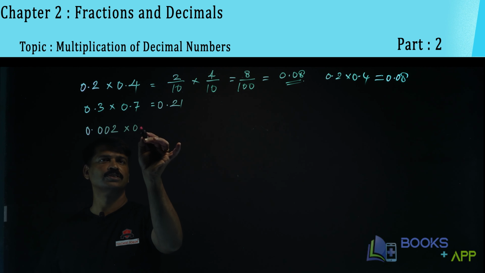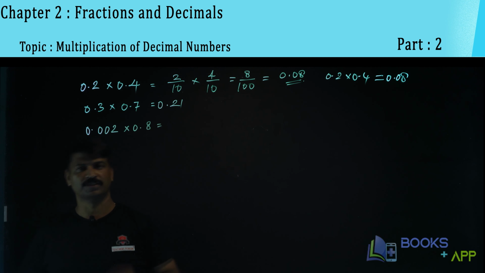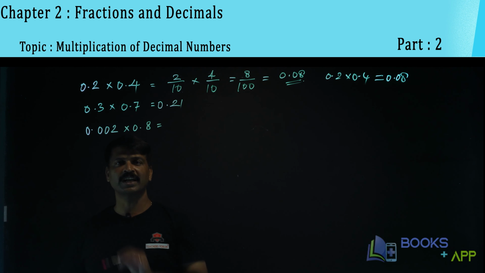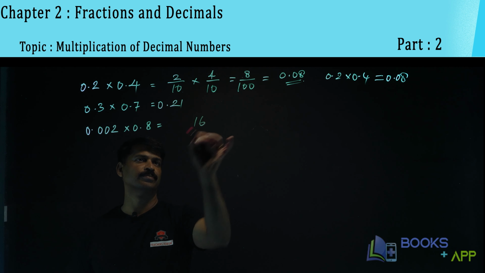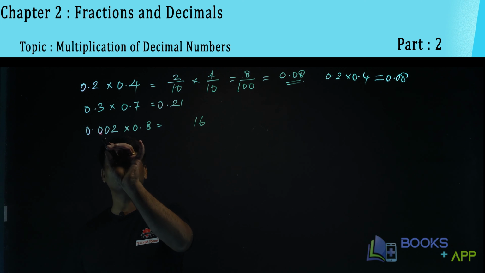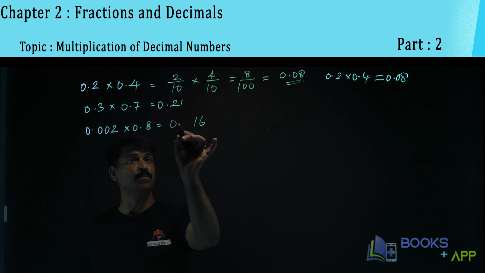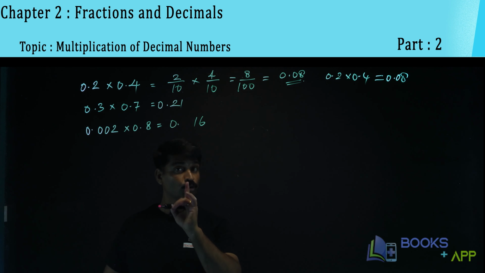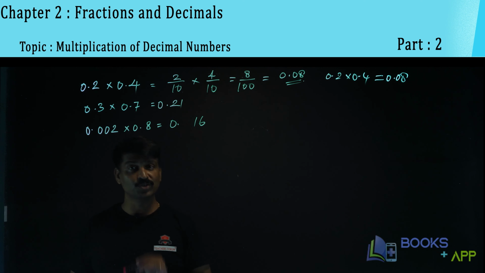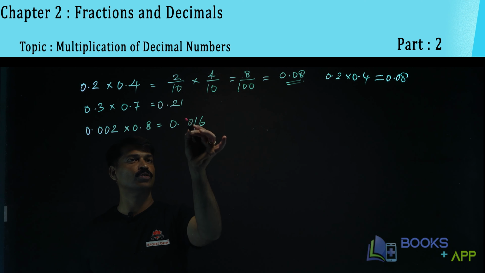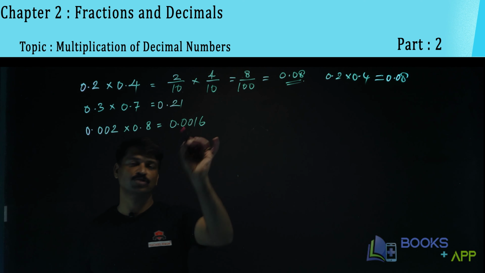0.002 into 0.8. What is the answer? 8 2s are 16. Here after the decimal point 1, 2, 3 places. Here 1 place. So total 4 places. So in the answer after the decimal point, how many places should be there? 4 should be there. Already 2 is there. So 2 more 0s you should put. Now this is the answer.